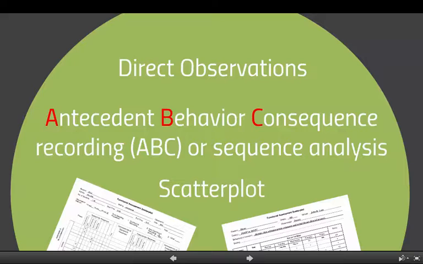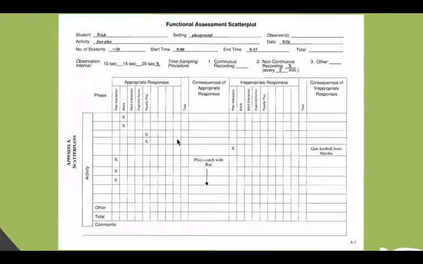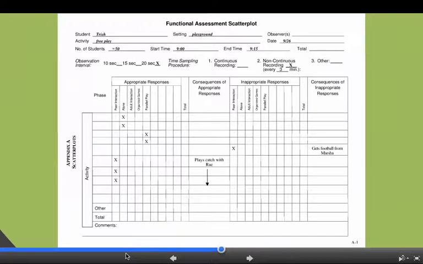Or you're doing a scatter plot analysis of behavior. And once again, here's a good example of a scatter plot. One of the reasons I really want to bring this particular scatter plot to your attention is because it is tracking both appropriate responses, over on the left-hand side, and inappropriate responses. So you can see that the board certified behavior analyst using this functional assessment scatter plot is as interested in adaptive behavior, appropriate forms of behavior, as they are in the maladaptive behavior.